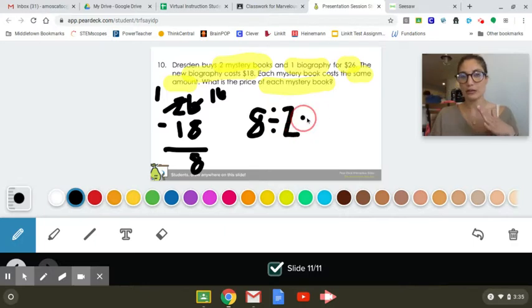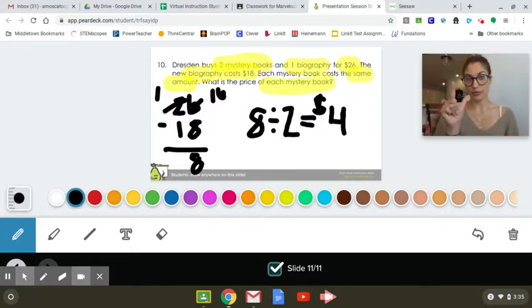You could solve that however you want. So when you do 8 divided by 2, you would get 4. So I know each mystery book costs $4. And you can even go back and check your answer. You could do 4 plus 4 for the 2 mystery books, which is 8, and then add 18 and see if you get 26.